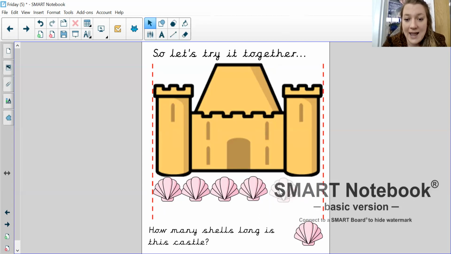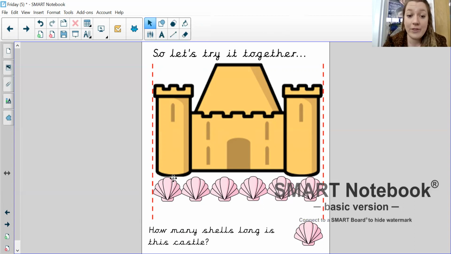So I'm measuring the length of the castle. My shells have started at the end of the castle. I've lined it up and I'm going to line it up with this end. So you can just about see, because I've still got this horrible watermark, I can't get rid of it. They are the full length of the castle.